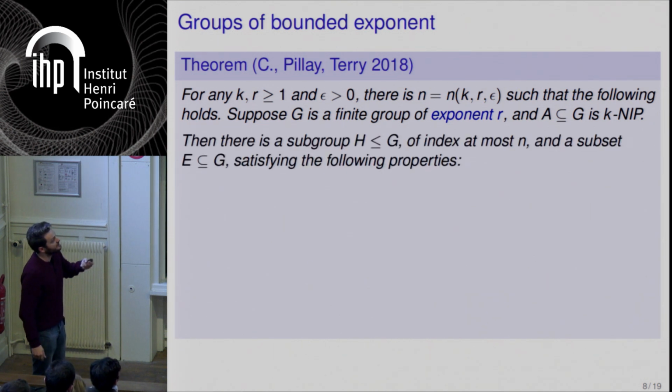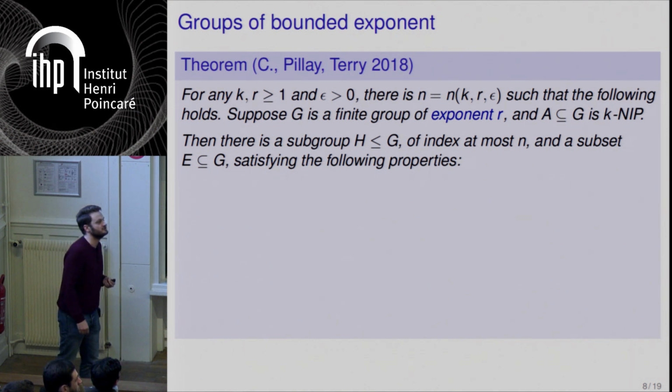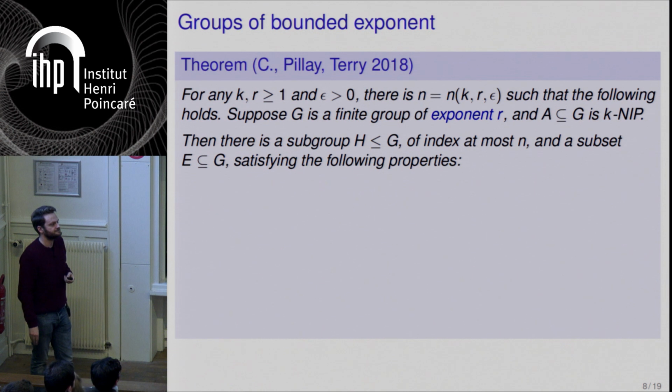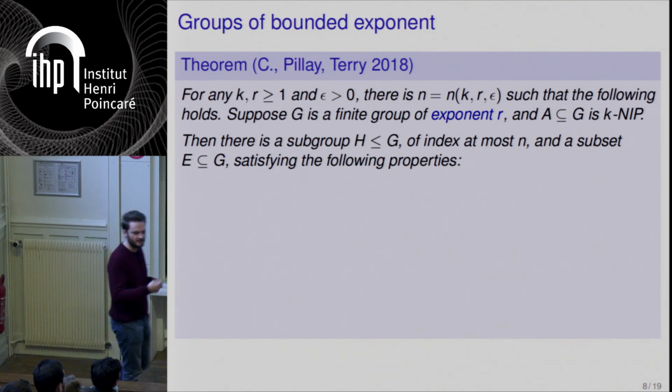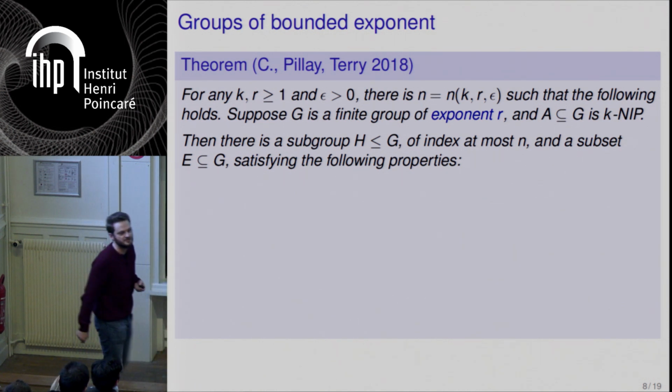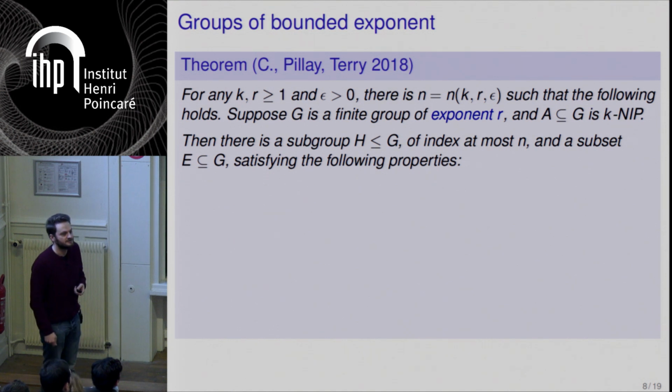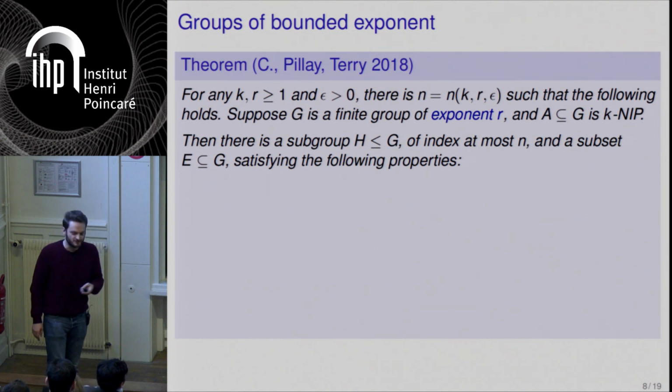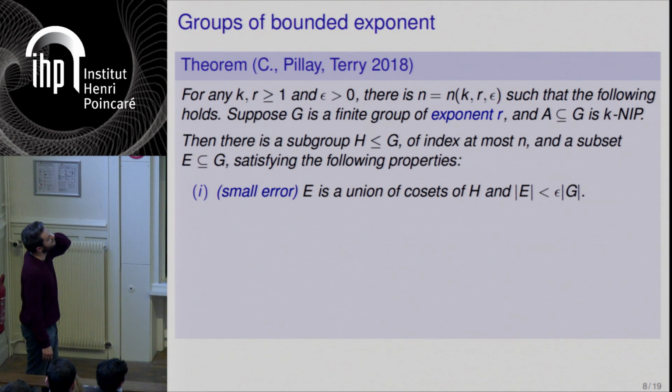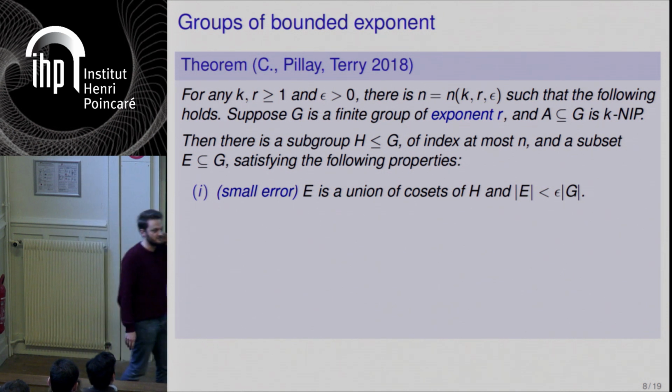I get a subgroup H, like in the stable case, a normal subgroup H. Oh, I didn't write normal, but it is normal, of index at most n. But then I also get this error set, which I'll explain, this error set E, a subset of G, satisfying the following properties. So first thing is that this E is this error set. It's a union of cosets of H, but it has kind of small size. Its size is at most epsilon times the size of G.